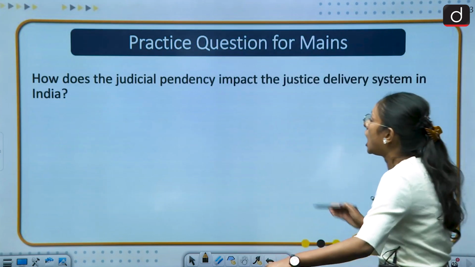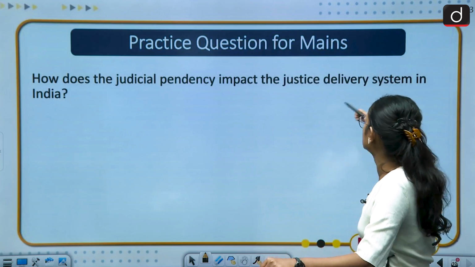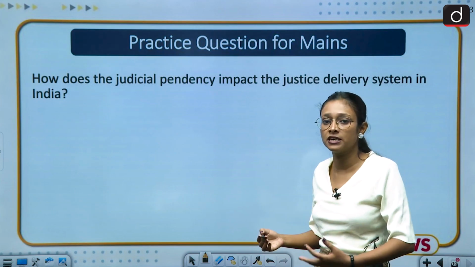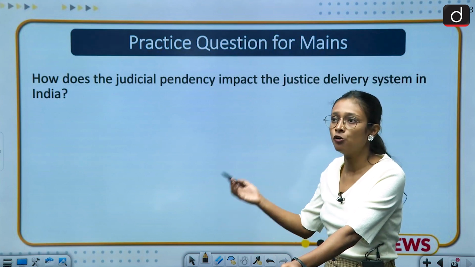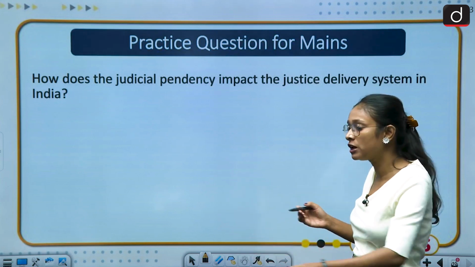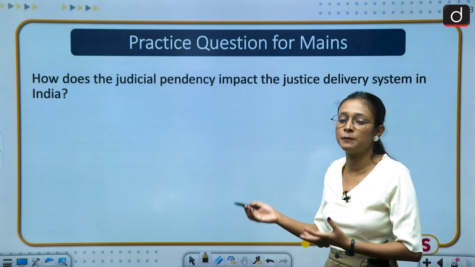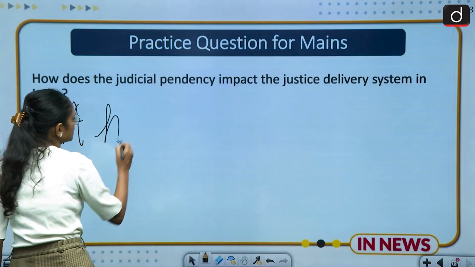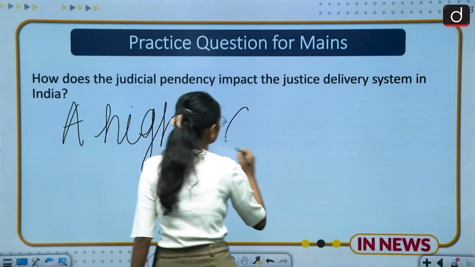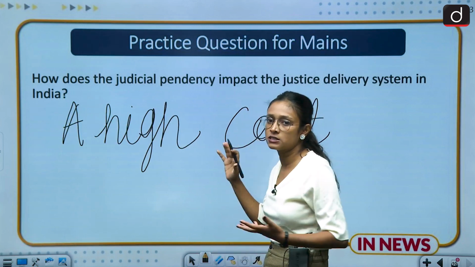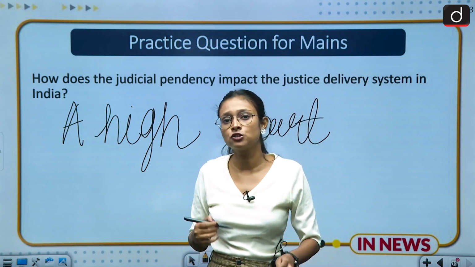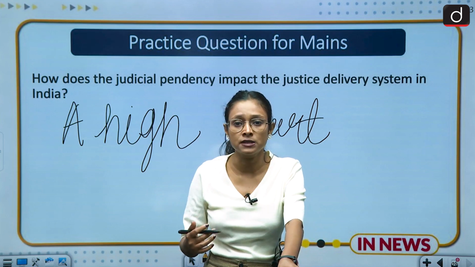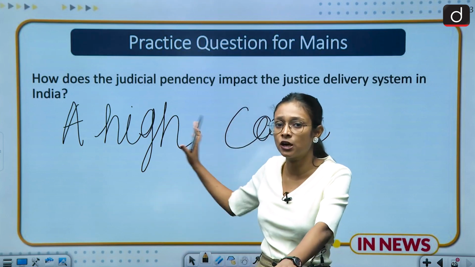The mains question is: how does judicial pendency impact the justice delivery system in India? Because under the e-court project, many portals have been launched for the pendency of cases. So how does this solve and how does it impact the judicial system of India? First of all, you should give a brief background about how many cases are pending. If you do not have exact data, then you can write that a high number of cases are registered in the Supreme Court, High Courts and Session Courts. You can write your introduction like this: so many cases are pending, and what it shows is that many innocent people are stuck in jails, and many people who have committed petty crimes are stuck in jails for years. You can give such a background for your answer.